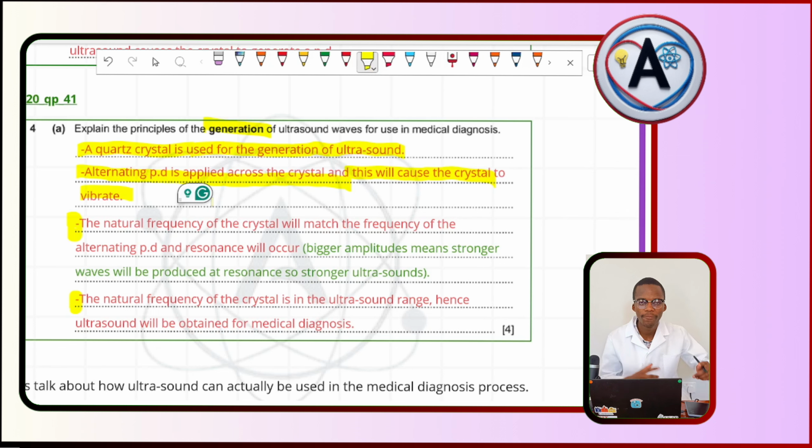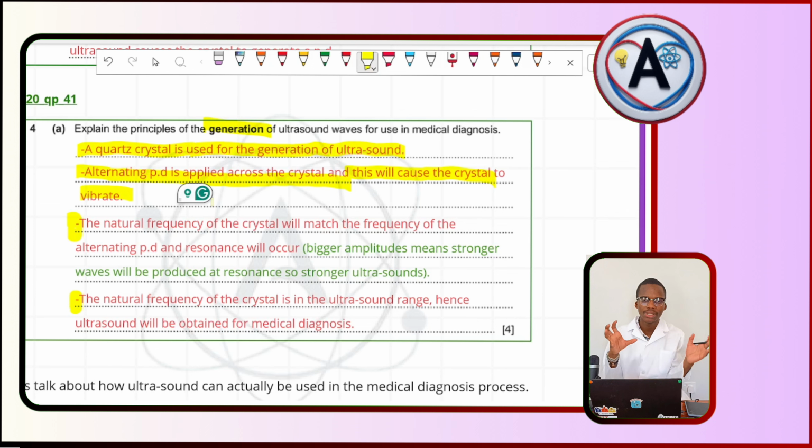Okay, so the crystal naturally vibrates. We know atoms just vibrate in general. So the natural frequency of the crystal will match the frequency of the alternating PD. We know that AC moves back and forth, and it has that pulsing nature, and we know that the crystal is vibrating like that. When those two match, resonance occurs, so it's the maximum vibrations that are possible. When the natural frequency matches the frequency of the AC, bigger amplitudes will be present, and ultrasound will therefore be produced. So we can say the natural frequency of the crystal falls in the ultrasound range, hence ultrasound will be obtained for medical diagnosis.